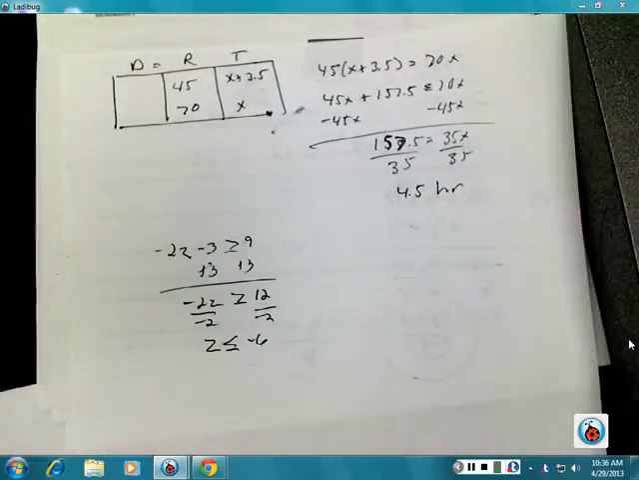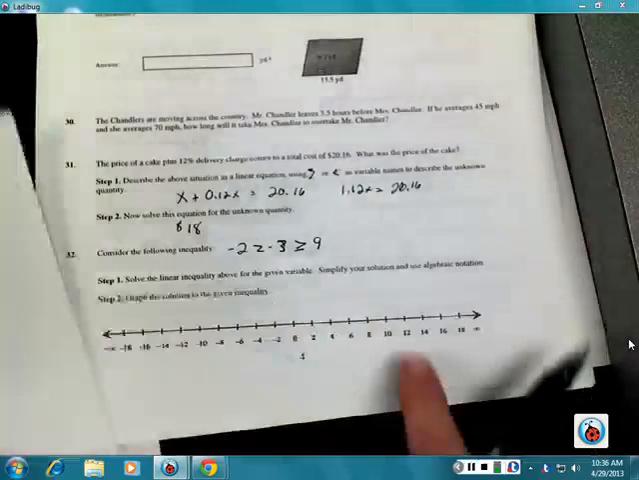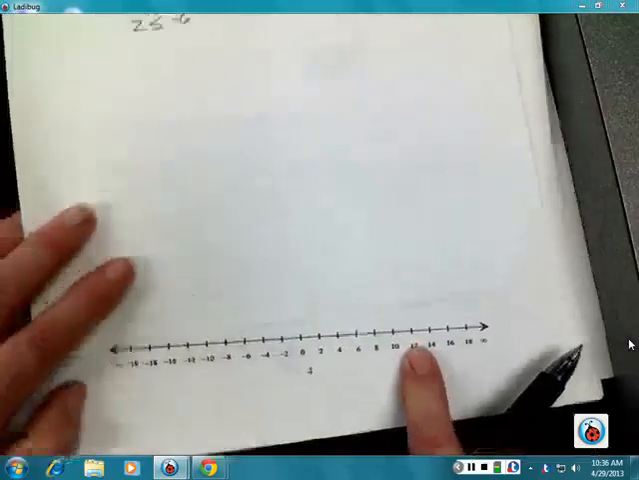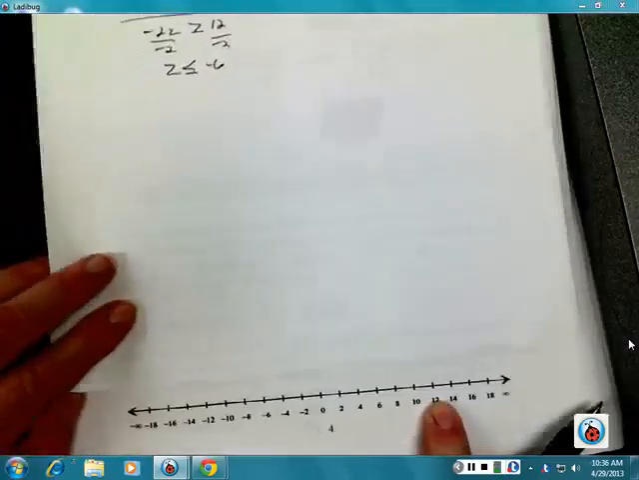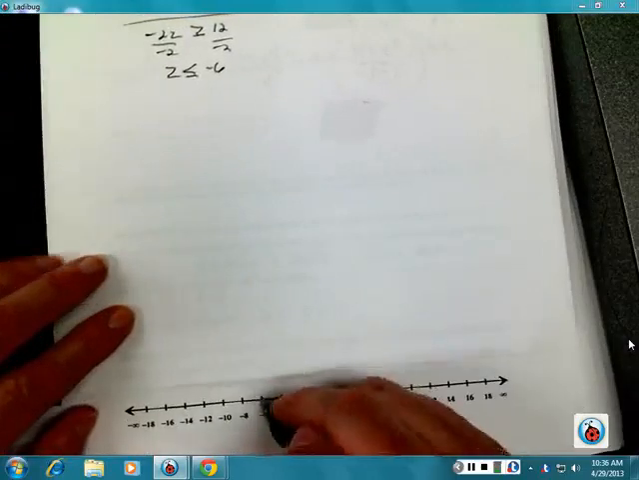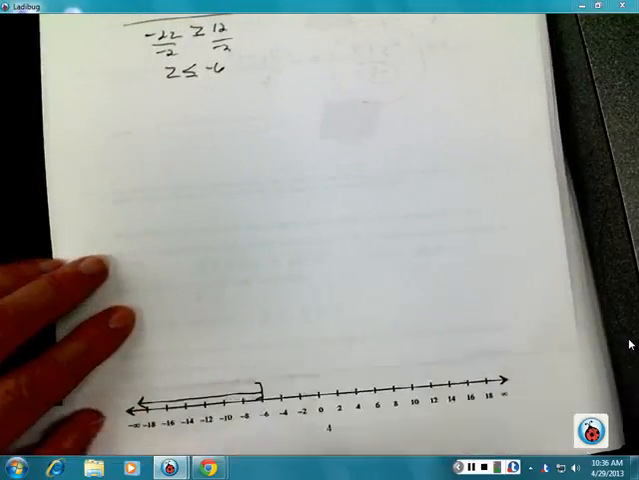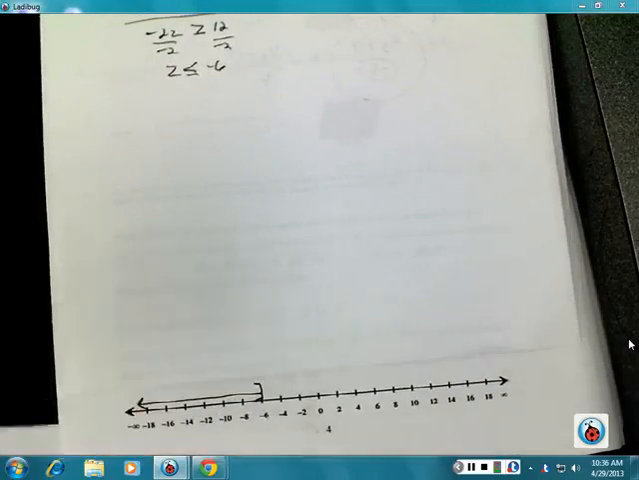Yes. So then it says graph it on the number line. So if I graph that on the number line, what would I do? Well, I would be at a negative 6. But it's bracketed. And it's going to go this way. Yep. And it's going to head out to infinity, right? Yes. Okay. Good deal. So that's the graphing part.